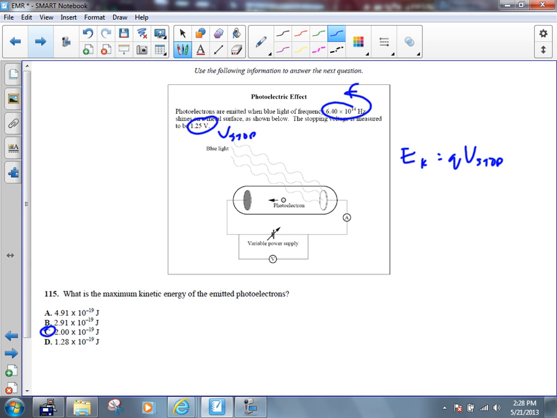What value for q do we use here? We're not told what the value of q is. So how do we know what its value is? What is it that's ejected here? Electrons. So what are we going to use? The charge of an electron, 1.6 times 10 to the minus 19.